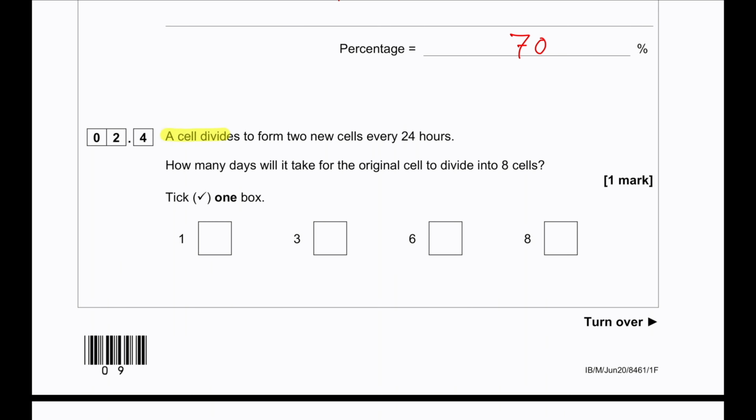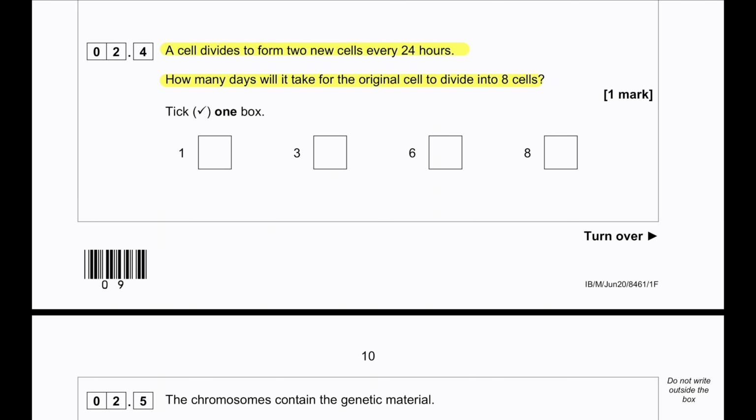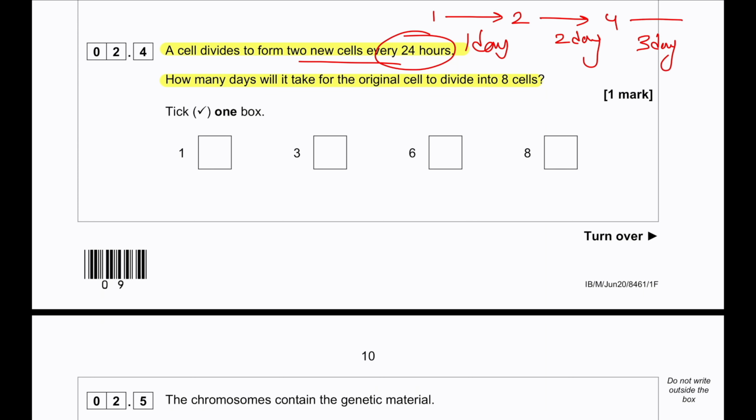A cell divides to form 2 new cells every 24 hours. How many days will it take for the original cell to divide into 8 cells? So it divides into 2 cells every 24 hours, and every 24 hours means 1 day. Within the first day, we go from 1 cell to 2 cells, in the second day from 2 to 4, and on the third day from 4 to 8. So we need a total of 3 days.